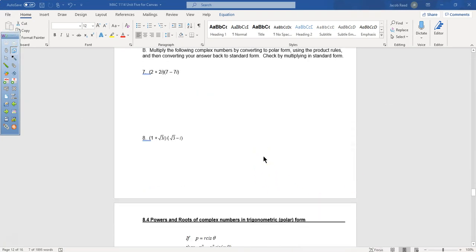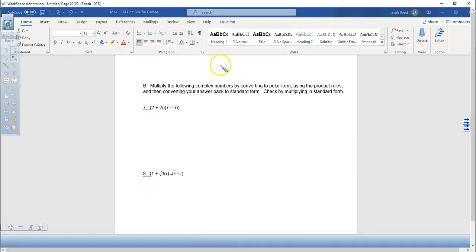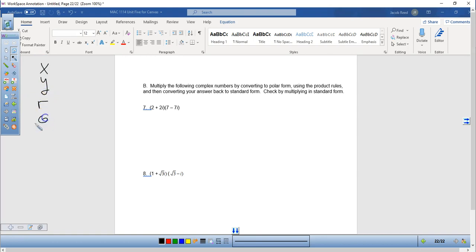Okay, there is one more to do, and that is this problem here. So first one, x, y, r, theta, and the second one, x, y, r, theta. So first one, x is 1, y is root 3. That means r is 2. And theta would have to be square root 3 over 1, which is just square root of 3. That means it is a 60-degree angle.